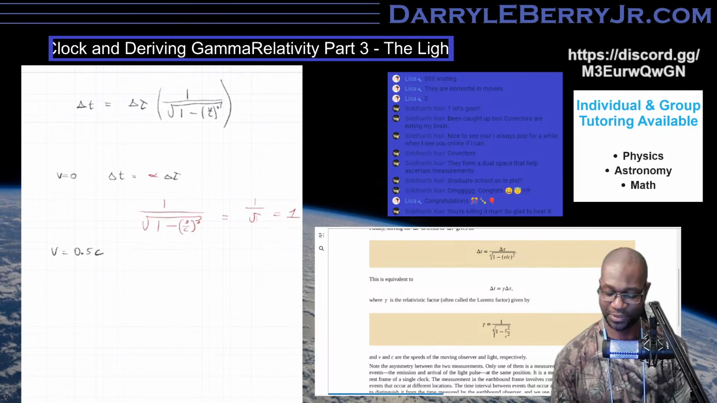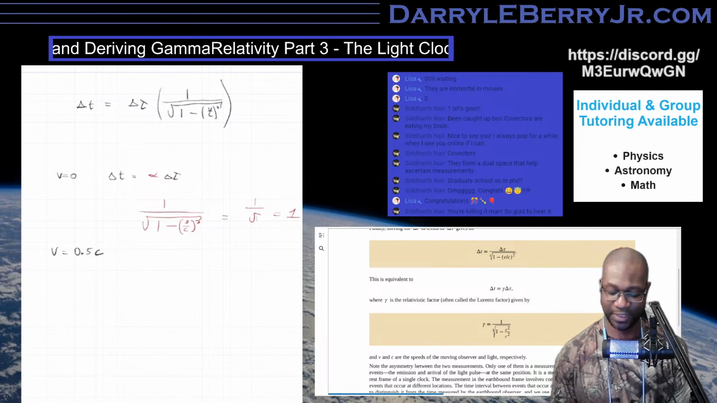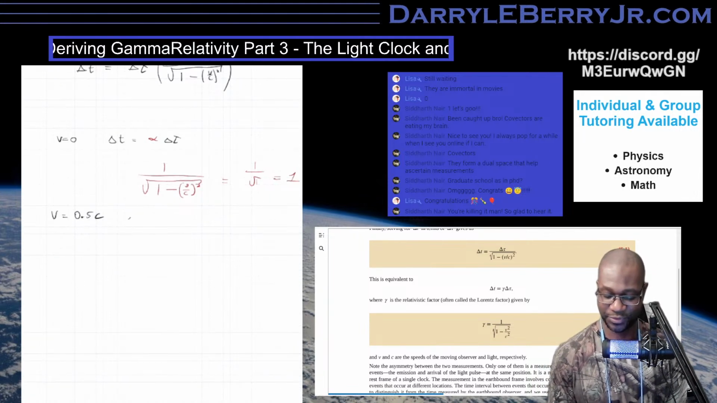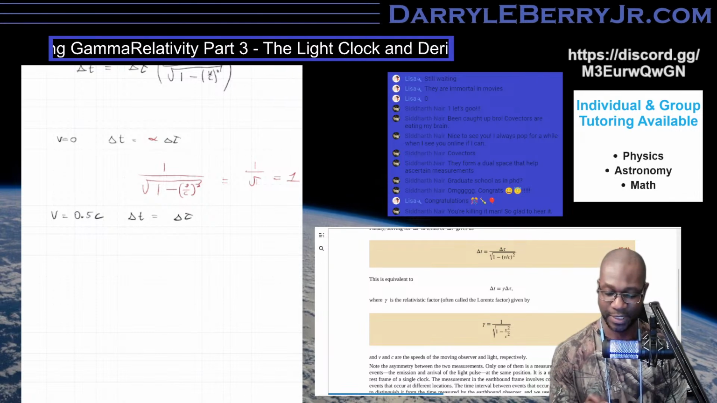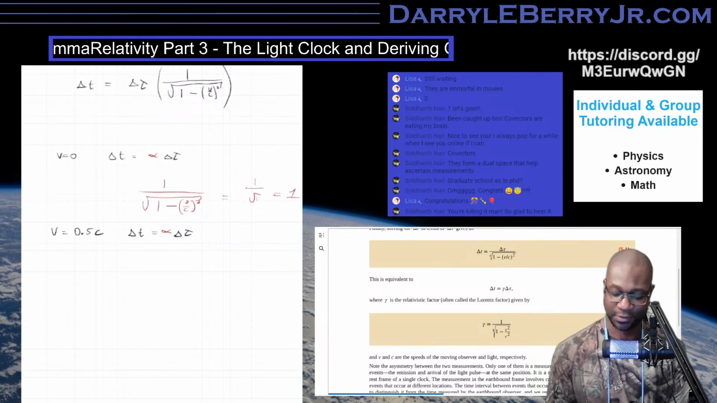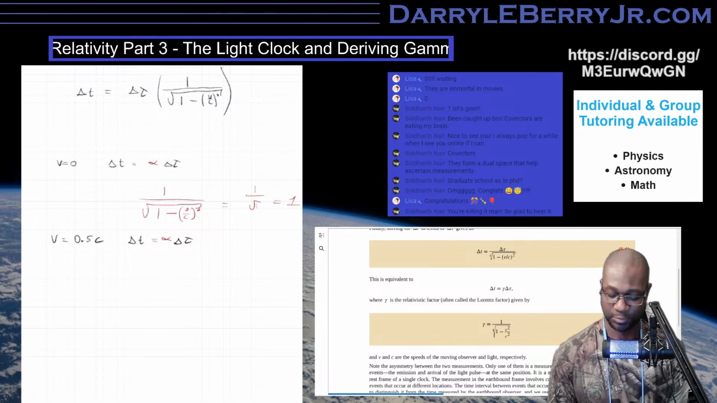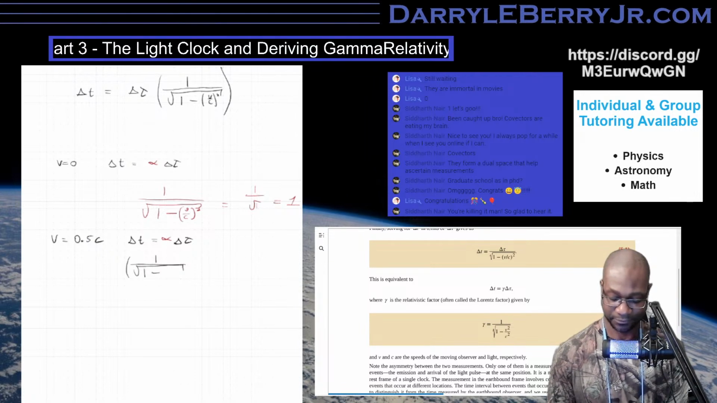So what happens if we put v equals 0.5 c? What would y'all say alpha would be? Change in t equals change in tau alpha. Y'all can try it out. Let me know if y'all see it before I do. It's been a little while since I did this, actually, technically a year before when I was in modern physics.